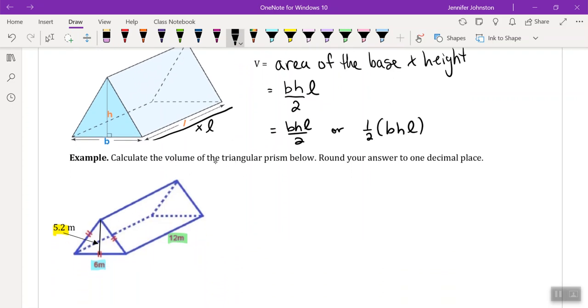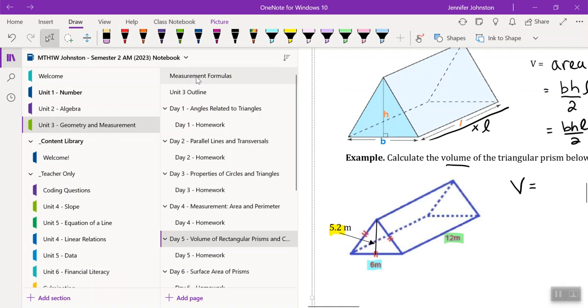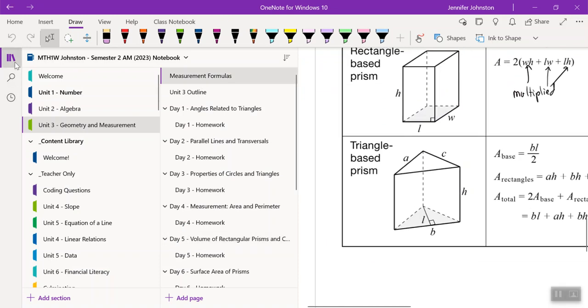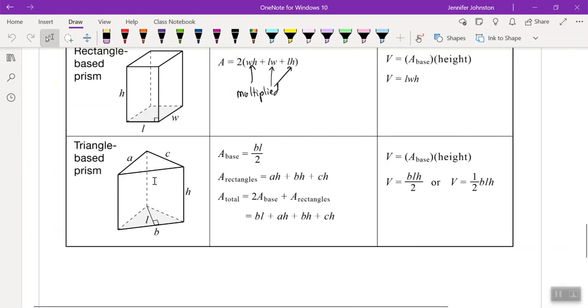Right, so we'll calculate the volume of the triangular prism below. So we have the volume formula. Go find the shape. Go into your gold sheet and find the shape. Here we are, the triangular base prism. Go find the volume. So we have BLH divided by 2, or 1/2 BLH, or BHL. It doesn't really matter which way the letters go. Let's do it this way.